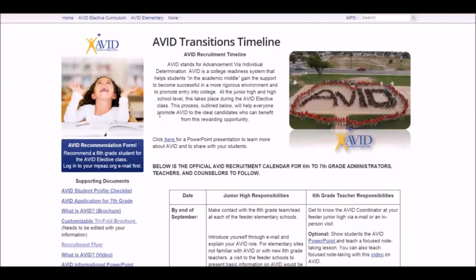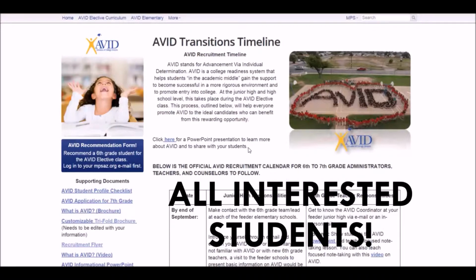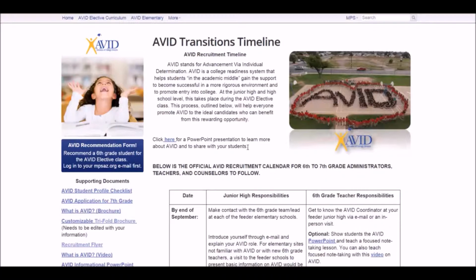This process will help you identify and recommend the appropriate students who should be applying for the AVID elective class. In addition, we want you to keep in mind that everyone is welcome to apply for the AVID elective class, and even though you may not recommend a student, we encourage all students to apply. AVID is open application. All students can apply for the AVID elective class, whether you recommend them or not.